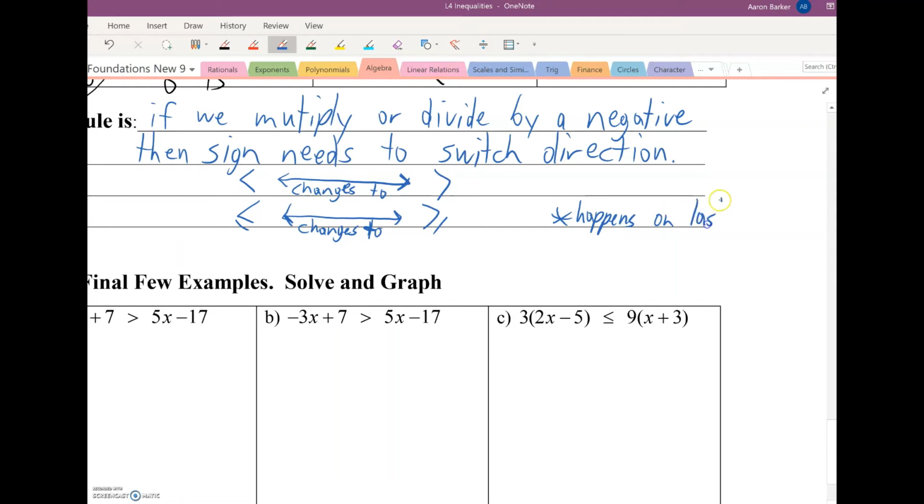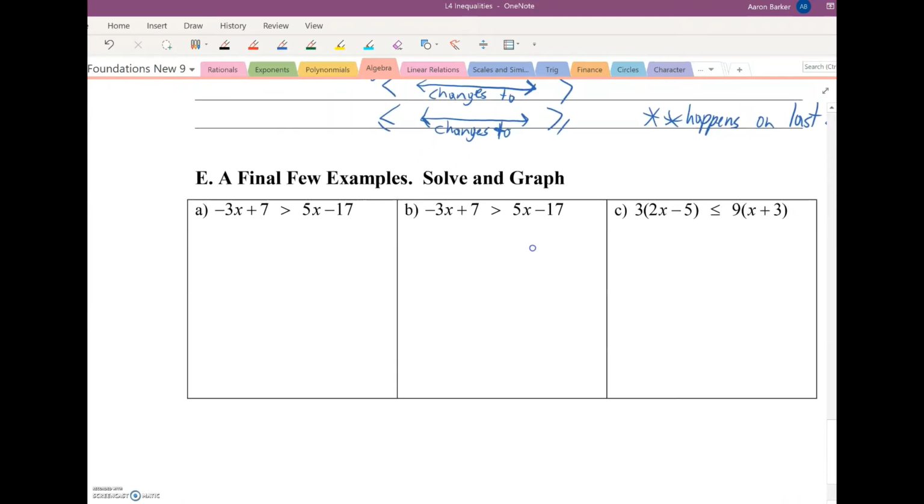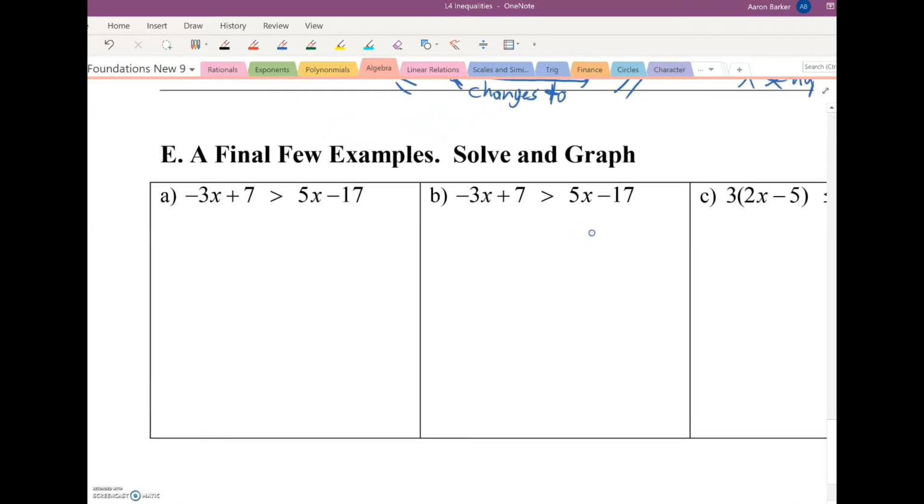That's because that's our step where we have to multiply or divide by the number in front of x. So you only have to be careful at the very end of our question. So let's go over some examples now. We're going to see some harder examples in our homework.